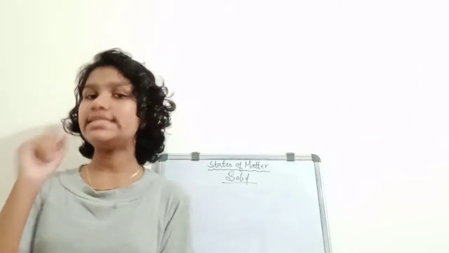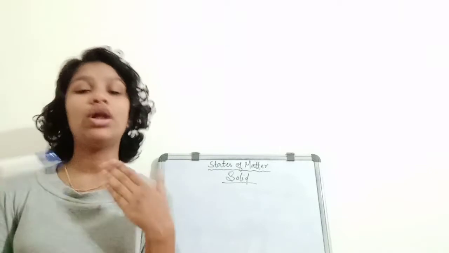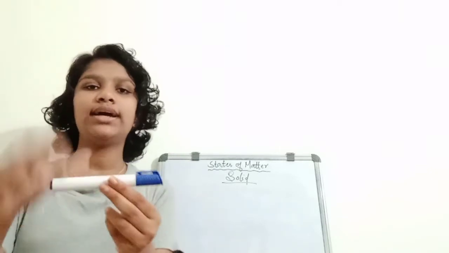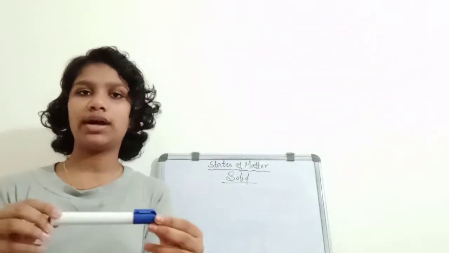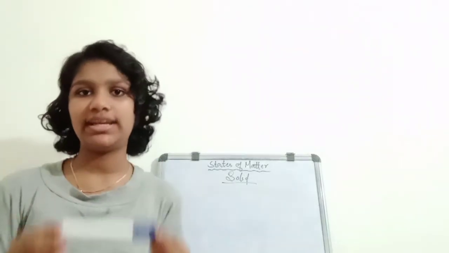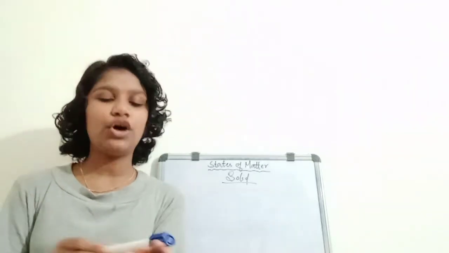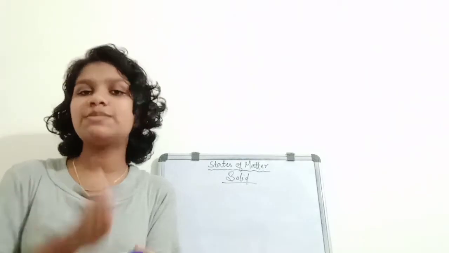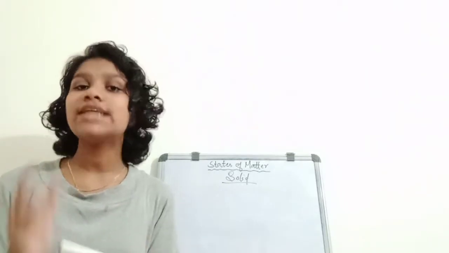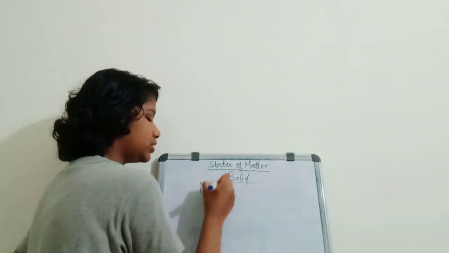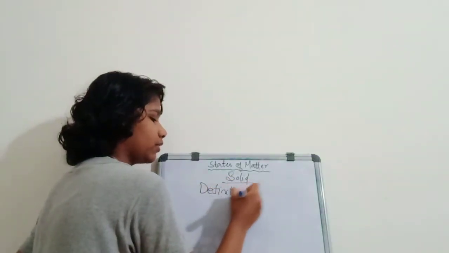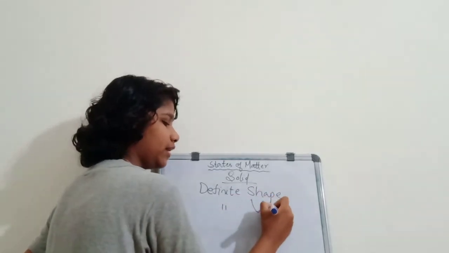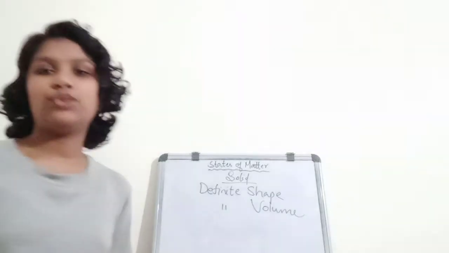So the first characteristic of a solid, as you have already learned, right? Looking at this marker, it has a definite shape. Then it occupies a space on my hand, right? It occupies a space, so it has volume. So it has definite shape, then definite volume. And what next?